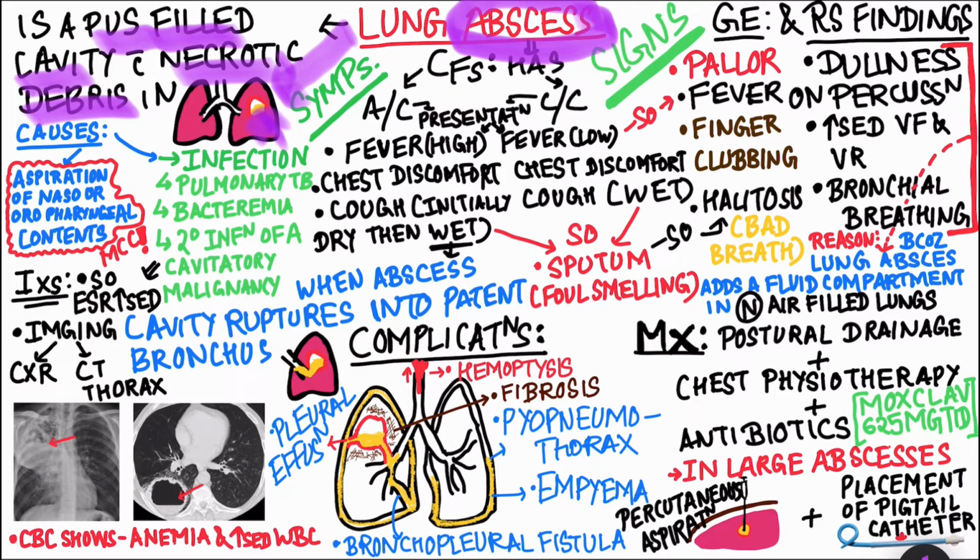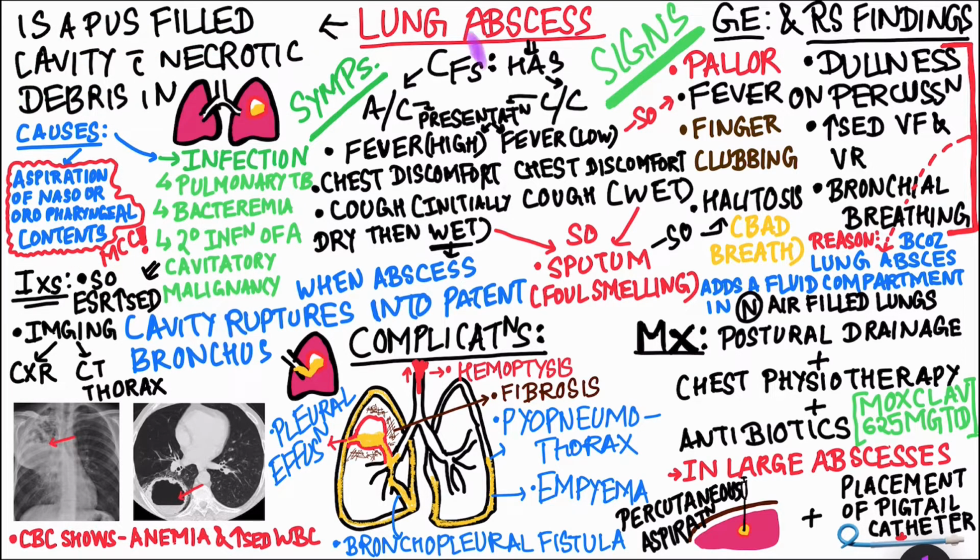Okay. Now coming to the causes of lung abscess, we can divide the causes of lung abscess mainly into two categories. First is aspiration of nasopharyngeal and oropharyngeal contents, and this is the most common cause for lung abscess. And then we have other cause, that is infection. So it can be either in the form of pulmonary TB, it can be in the form of bacteremia, it can be in the form of secondary infection of a cavitary malignancy. So these are the causes for lung abscess. The most important cause and the most common cause being aspiration of the nasopharyngeal and the oropharyngeal contents, and this occurs when the person is in unconscious state or when there is depression of the cough reflex of the person.